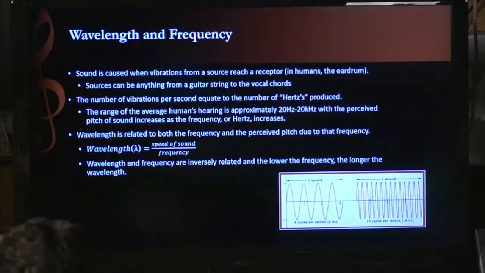Sound is caused by a vibration, any type of vibration, from a source and a receptor. So as I'm talking, my vocal cords are vibrating, and your eardrums are vibrating at the same time, as long as you're close enough to hear me. The number of vibrations per second is called hertz. It's called the frequency. The range of a human's hearing is between 20 hertz and 20 kilohertz. The wavelength is related to the frequency by the speed of sound divided by the frequency.